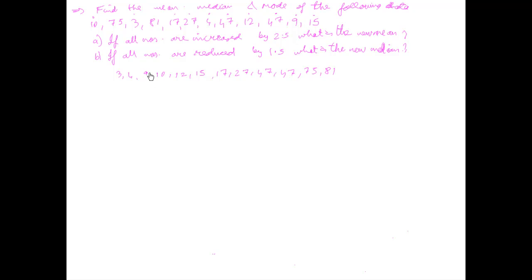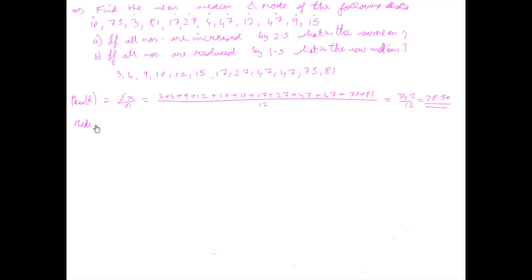We already put in ascending order. Now for the mean given by x bar is equal to summation of x upon n. That's 3 plus 4 plus 9 plus 12 plus 10 plus 15 plus 17 plus 27 plus 47 plus 75 plus 81. Whole thing divided by 12, which gives us 342 upon 12, which is 28.5. So that's the mean, children.